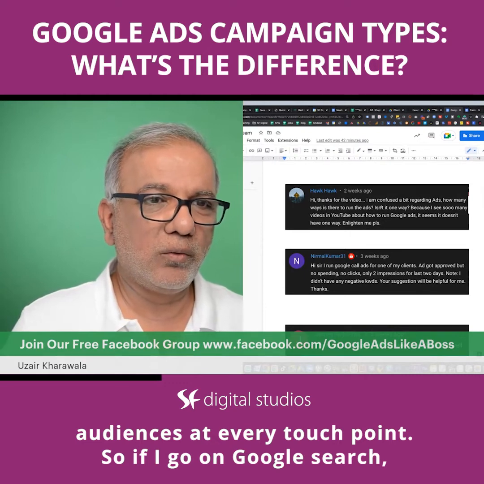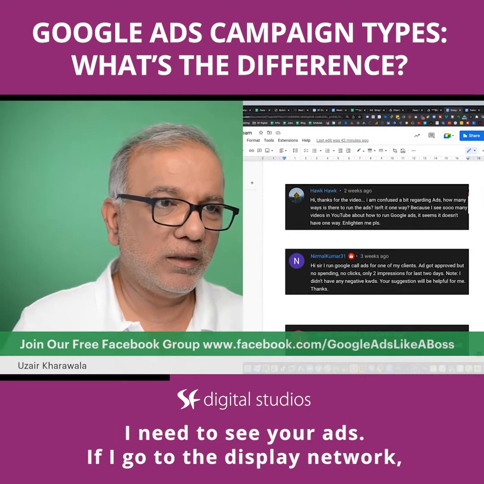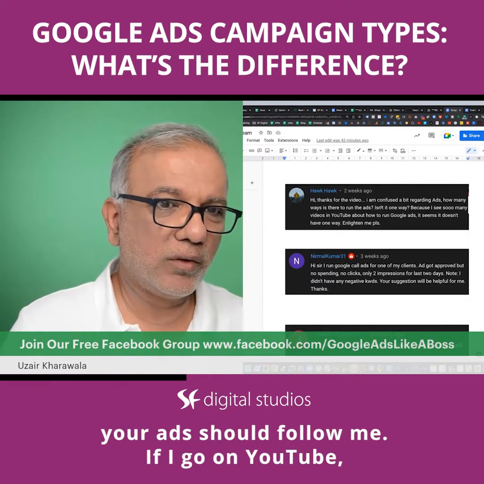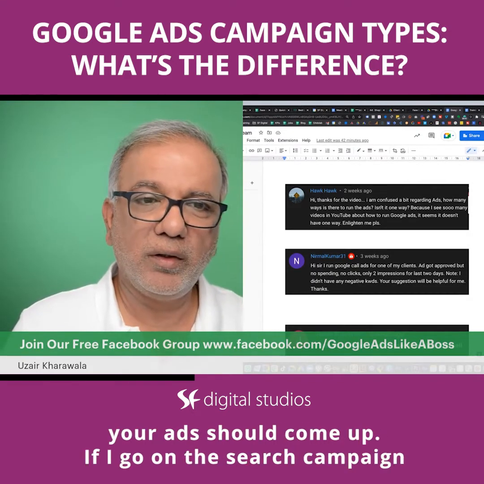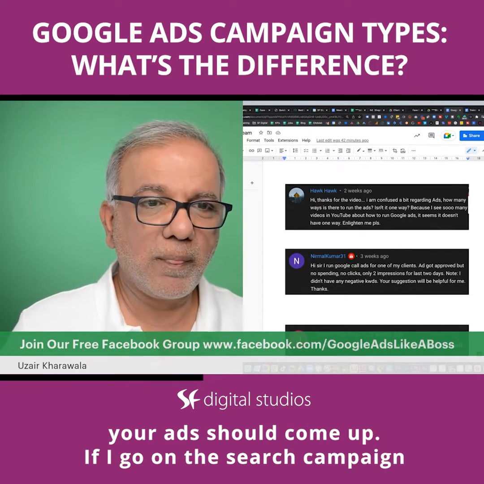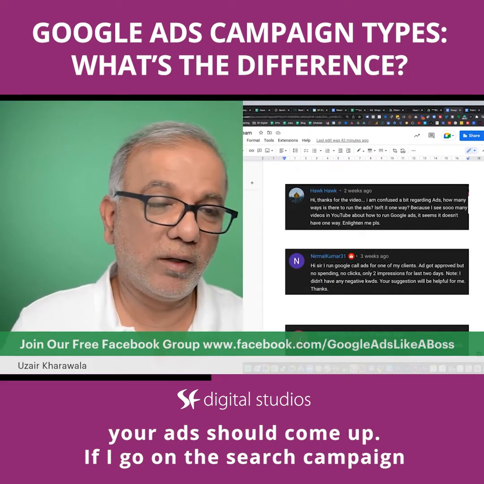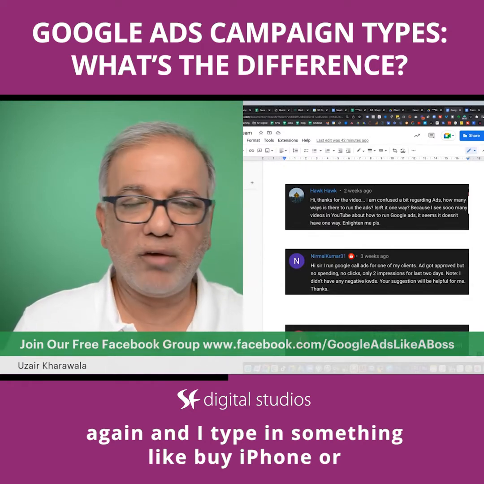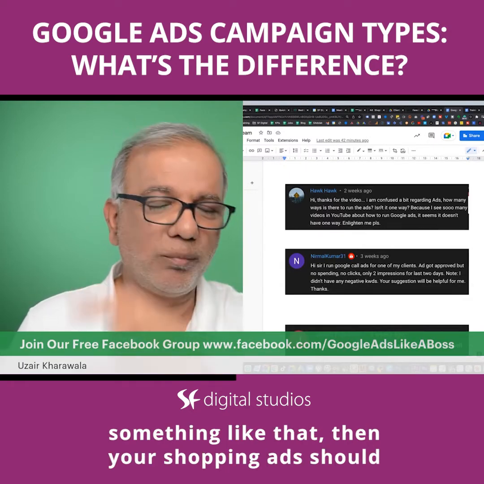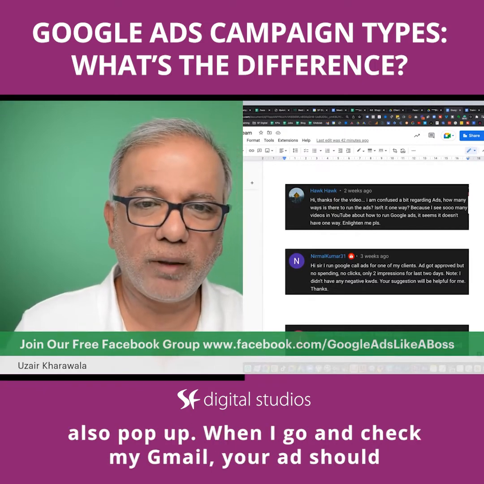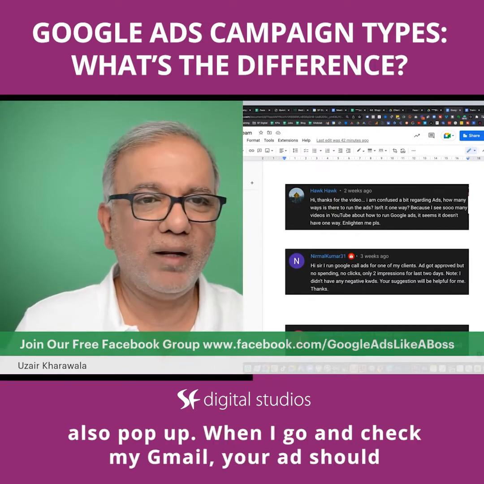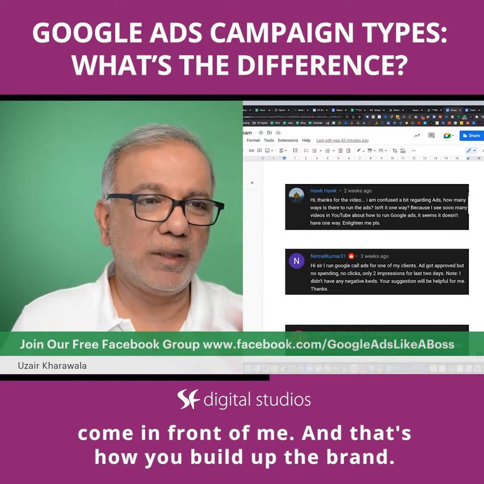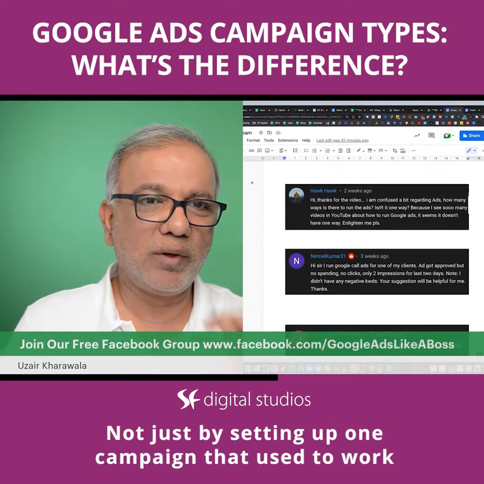So if I go on Google search, I need to see your ads. If I go to display network, your ads should follow me. If I go on YouTube, your ads should come up. If I go shopping, if I go on the search campaign again and I type in something like a buy iPhone or something like that, then your shopping ads should also pop up. When I go and check my Gmail, your ad should come up in front of me. And that's how you build up the brand, not just by setting up one campaign.